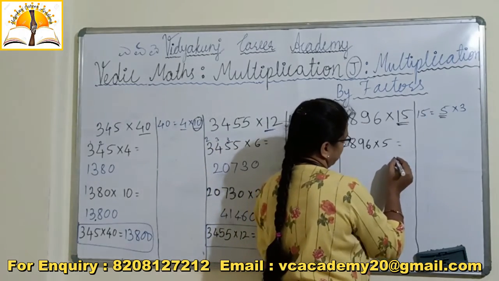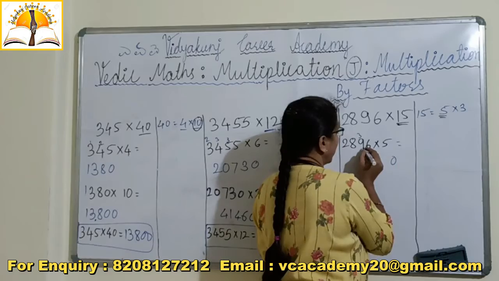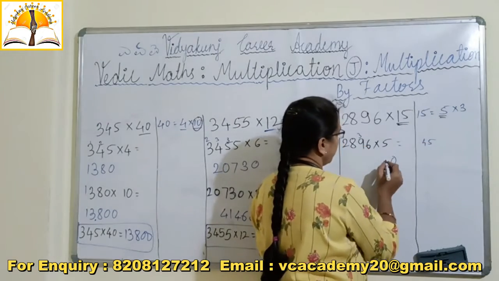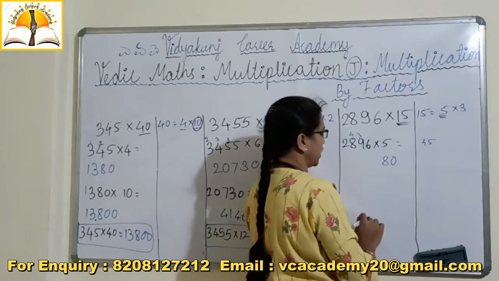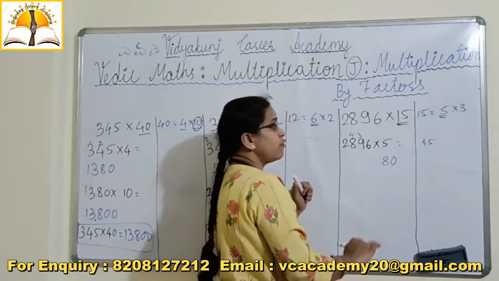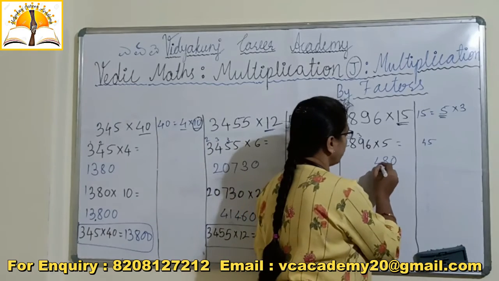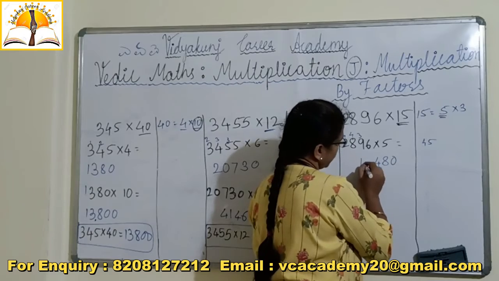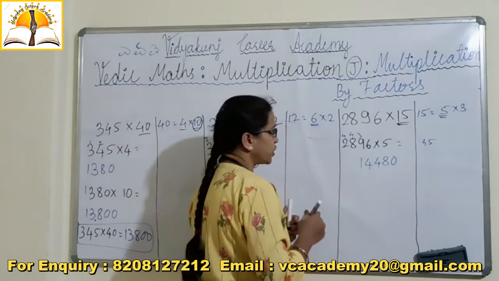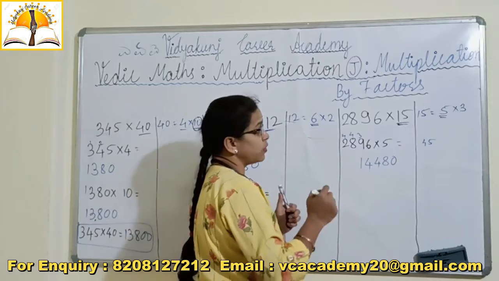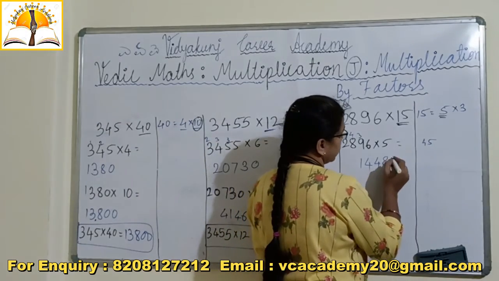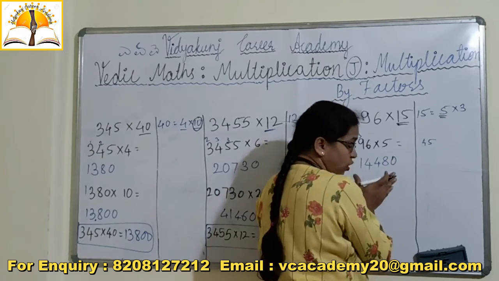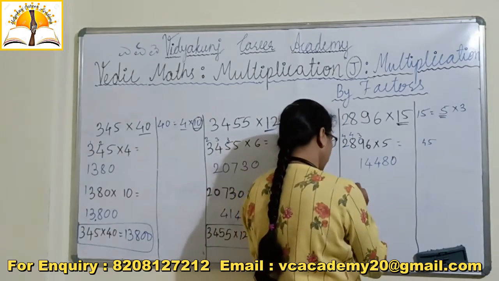5 6s are 30, 3 carry. 5 9s are 45 plus 3, 48. 8 here, 4 carry. 5 8s are 40, 40 plus 4, 44, 4 carry. 5 2s are 10, 10 plus 4, 14. It is our answer. Now we have to multiply the answer we got by the next factor.